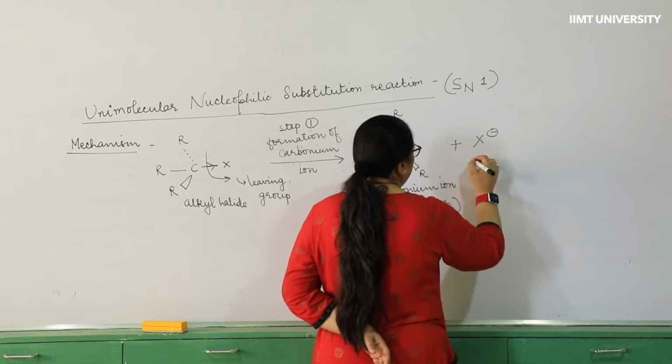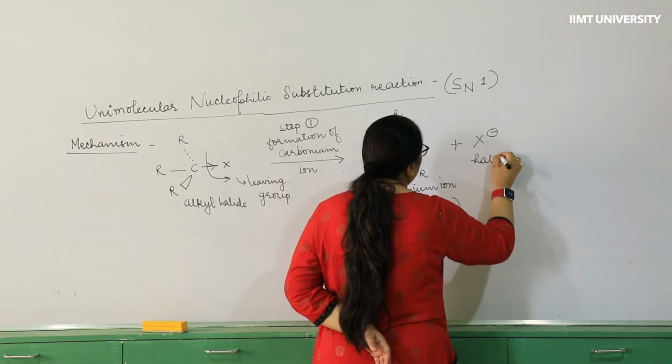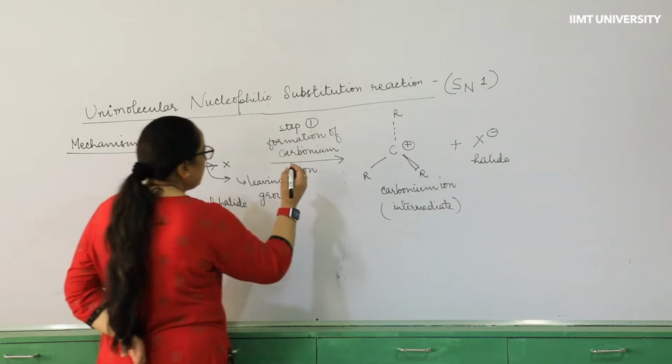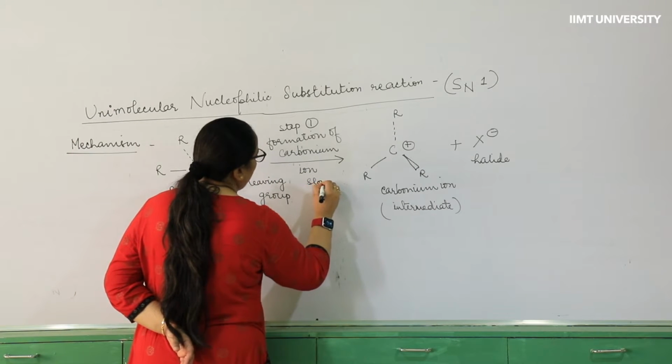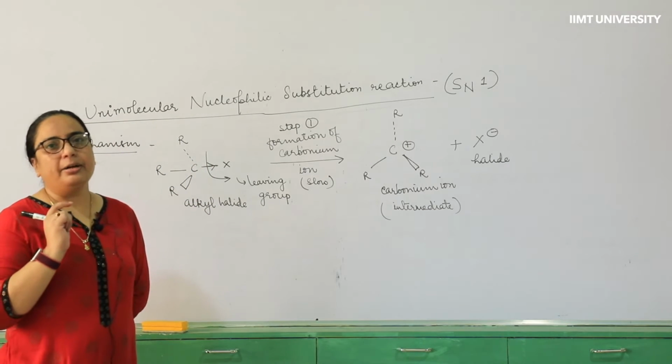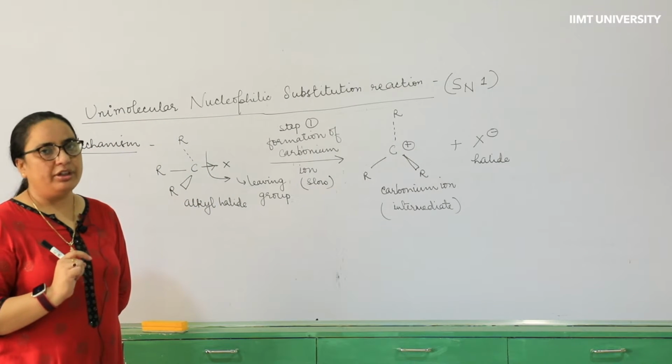After detachment, the halide forms a stable anion. This step is the slow step, and the slow step is always the rate determining step in the kinetics of the reaction.